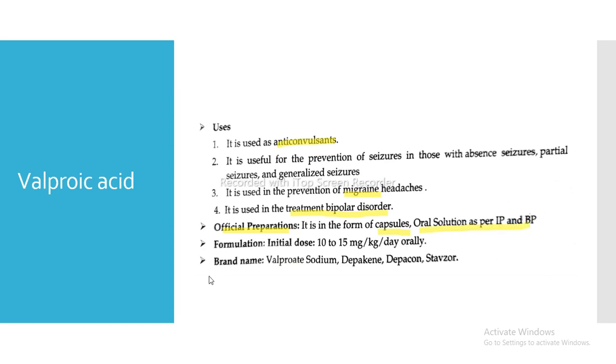Formulation: the initial dose, meaning the first or starting dose, is 10 to 15 mg per kg per day orally. Next is the brand name: valproate sodium, Depacon, and last is Stavzor. So these are the brand names of valproic acid.